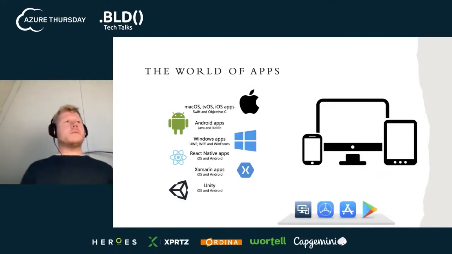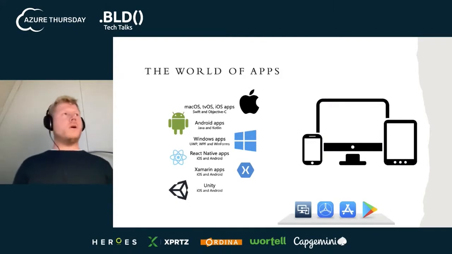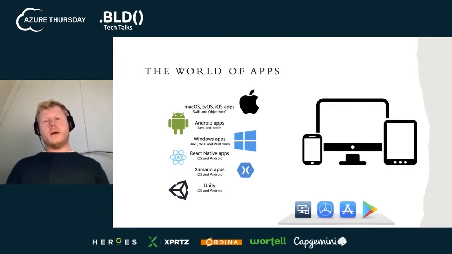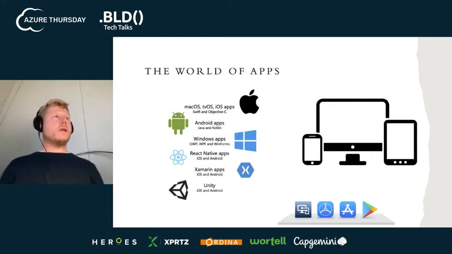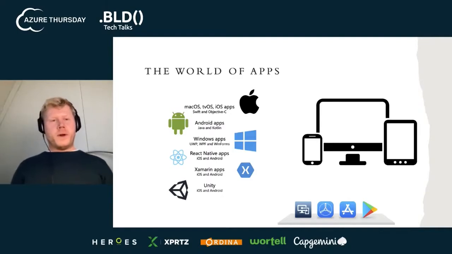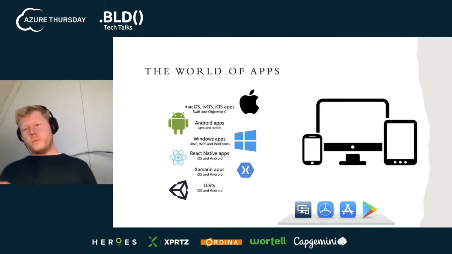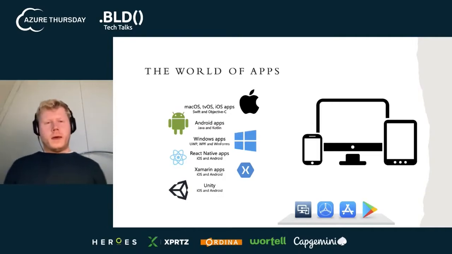So the world of apps. You all know the familiar ones, right? So building apps for Apple, for Android, for Google, and for Windows, Microsoft. So that's the usual stuff, right? So you can have iOS apps, iPadOS apps. You can even do macOS and tvOS. Android, of course, with Java and Kotlin underneath. Windows apps, universal platform, but also still WinForms.